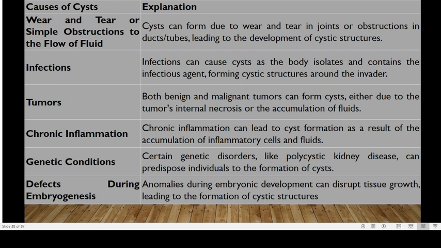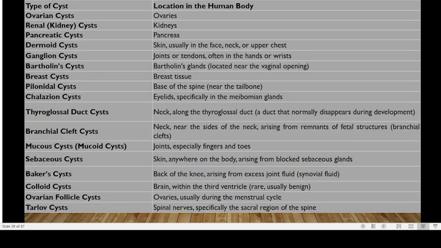Okay, so from there, guys, we can now go to the next part of it, and here we'll be looking at the different types of cysts. Ovarian cysts are found in the ovaries, renal cysts in the kidneys, and pancreatic cysts in the pancreas. We have the dermoid cysts. These are found on the skin, especially on the neck, face, and upper chest.